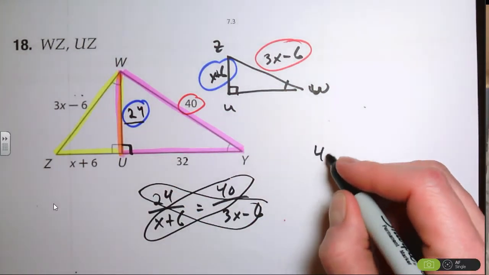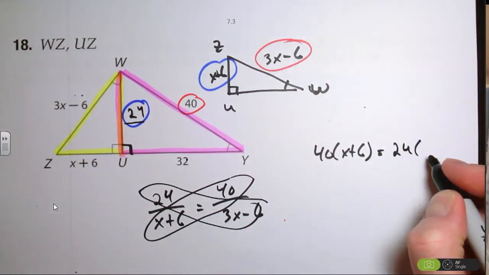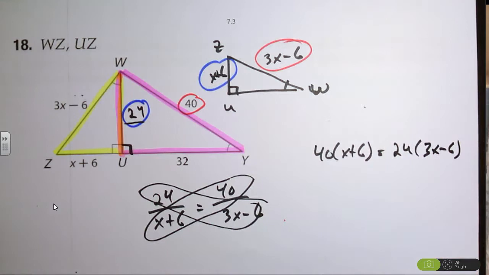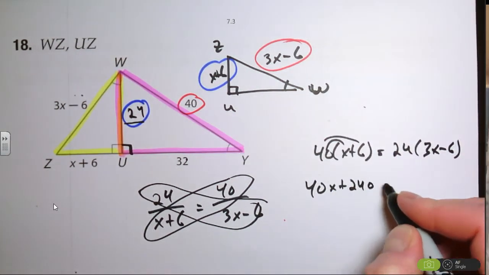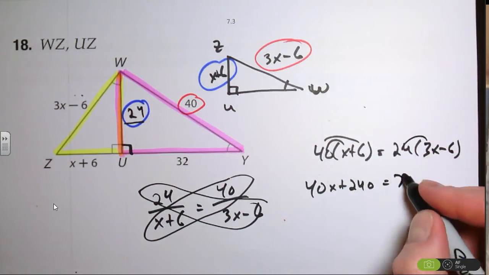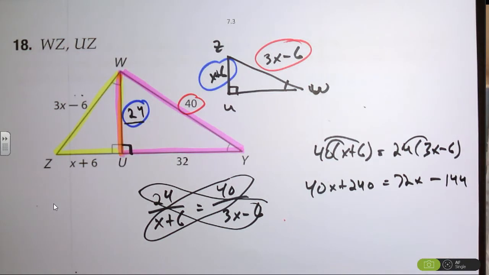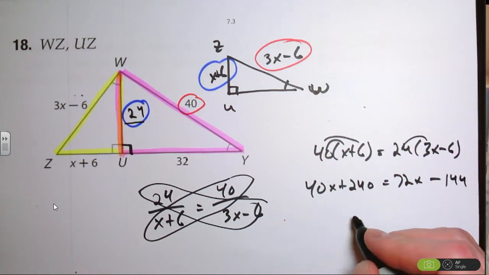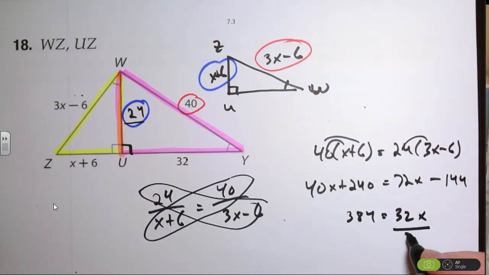So it's 40 times x plus 6 equals 24 times 3x minus 6. So I get 40x plus 240 equals 72x minus 24 times 6 is 144. Okay. Add 144, subtract 240. That ends up giving us 384 equals 32x.